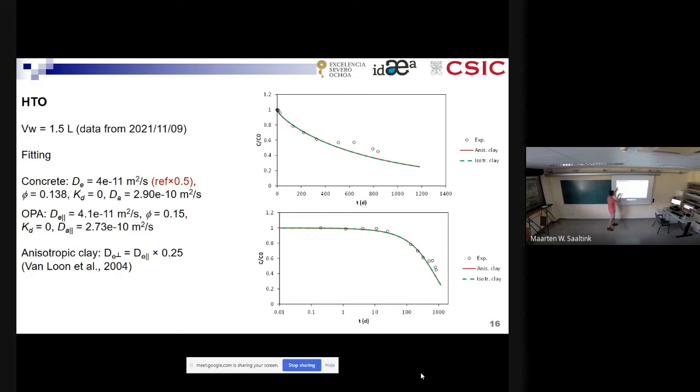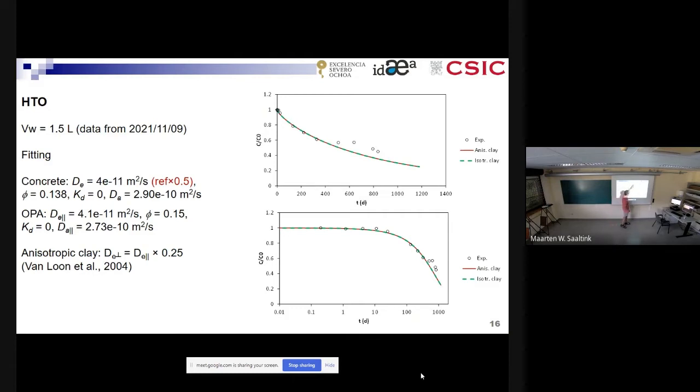Basically, based on these measurements up to the relative concentrations, in this case for tritium, the small symbols, and then we have the lines. Here's a linear scale, time versus relative concentration. Here is a log-linear scale, just to see the early part of the curve. And I have two curves.